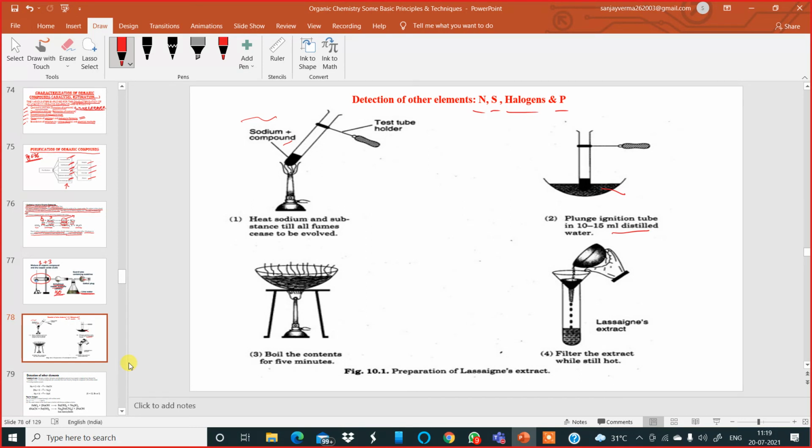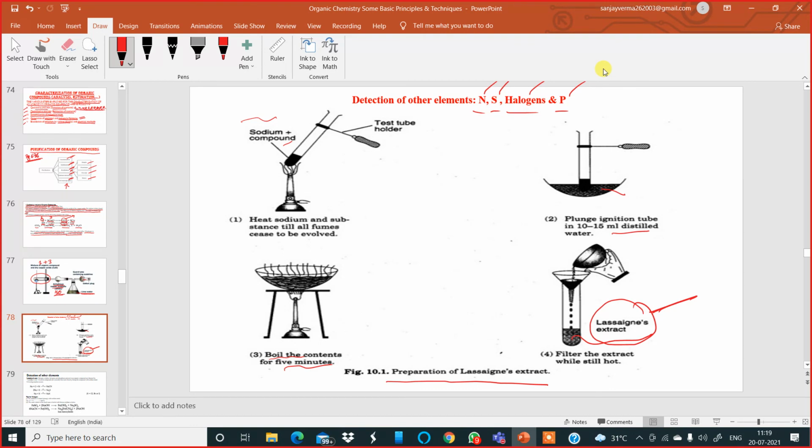After that, the contents are boiled for 5 minutes, the water is evaporated and it is filtered. Whatever you obtain over here is called Lassaigne's extract. Please remember this. This is how you prepare the Lassaigne's extract before the detection of nitrogen, sulfur, halogens and phosphorus. I have taught you till here, till detection of other elements, nitrogen, sulfur, halogens and phosphorus.